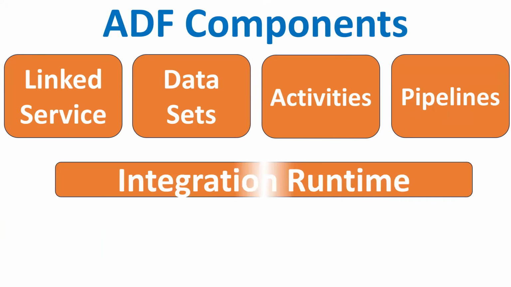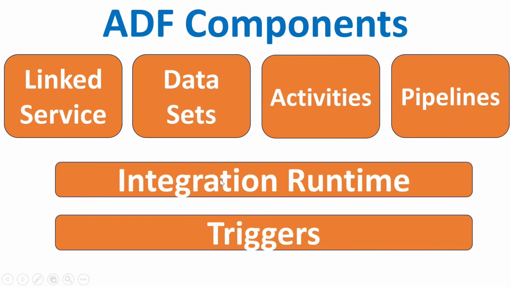Same thing, remember, if I want to do all these operations, I require computation power. Computation power is given by the integration runtime. Now I want to schedule these pipelines. How can I schedule? With the help of triggers. Manual triggers are there, tumbling window, event-based, so many triggers are there. If you're able to understand these components, ADF can be learned easily. That's the point.